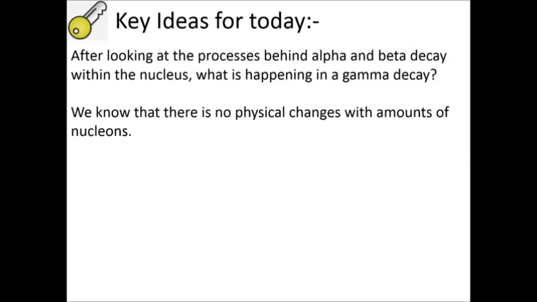Okay, in this video we're going to look at nuclear energy level diagrams in terms of gamma decays. So we're going to look at the processes behind what's happening in a gamma decay in terms of the energy. We know there's no physical change in the number of nucleons, but we have said before that it's all to do with the energy of the nucleus and how that's changing.